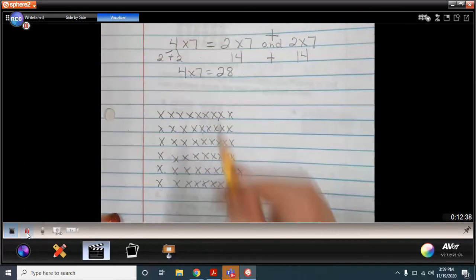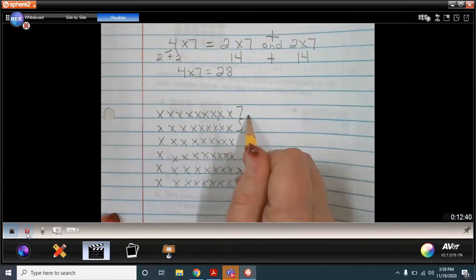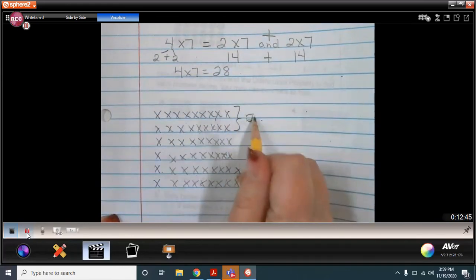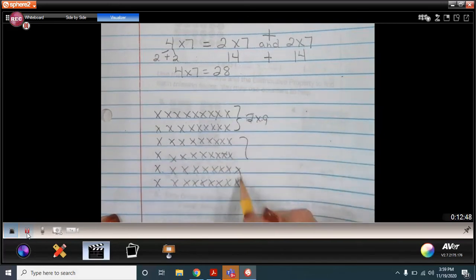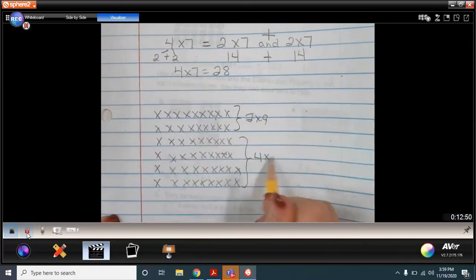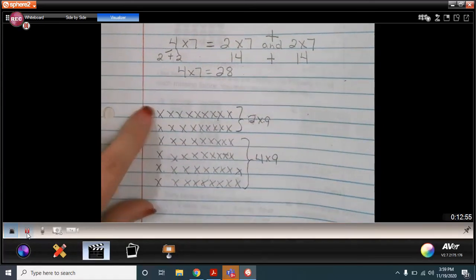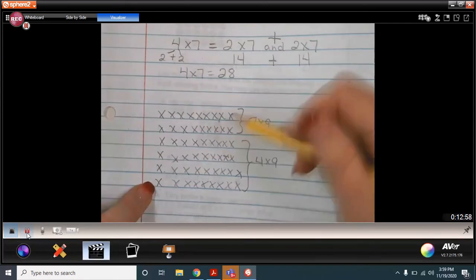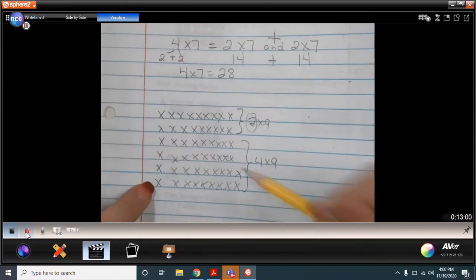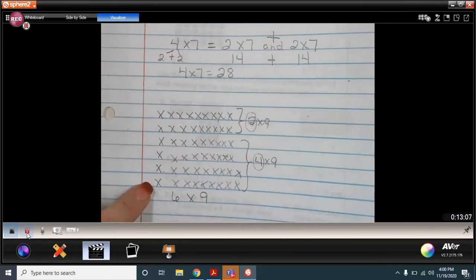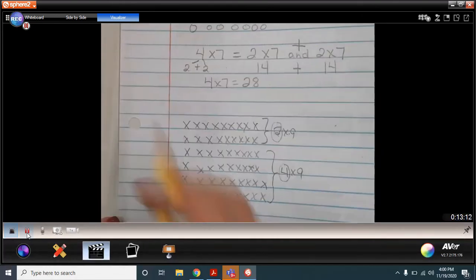Now, these are my 2 rows of 9, which is going to be 18. And actually, let me go ahead and label that equation. This is my 2 times 9, and this is my 4 times 9. And how many rows do I have for the larger array? So it's 1, 2, 3, 4, 5, 6. I get that from the 2 rows here and the 4 rows here. So I have 6 rows with 9 in each row for the large array. So that would be number 5.